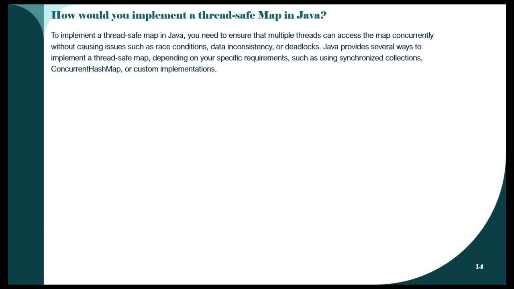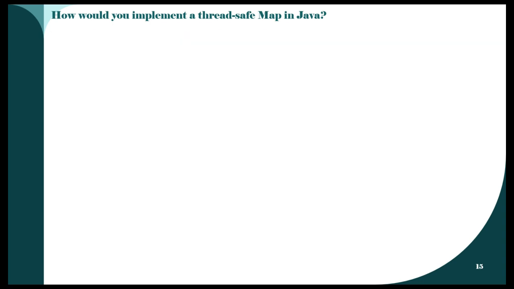Okay, so there are different ways to implement this. We'll look at them. There are synchronized collections, we have ConcurrentHashMap, and we can have our own custom implementation.